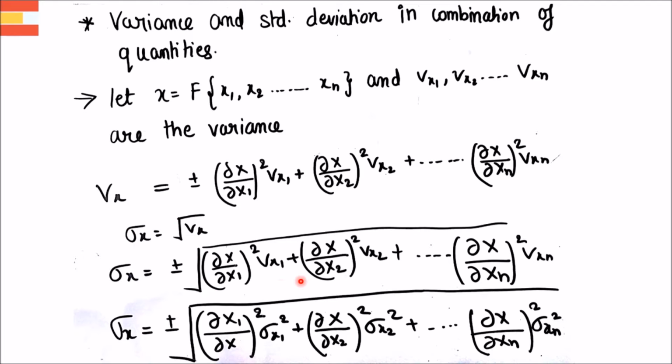So this is the formula of standard deviation, and standard deviation can also be defined in terms of individual standard deviations, because Vx1 is sigma x1 squared. So we just replace Vx1 by this, Vx2 by this, and we get the resultant standard deviation in terms of the individual standard deviations.